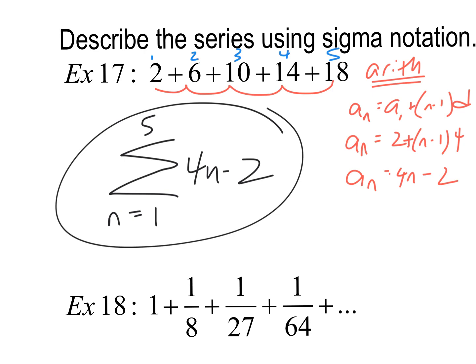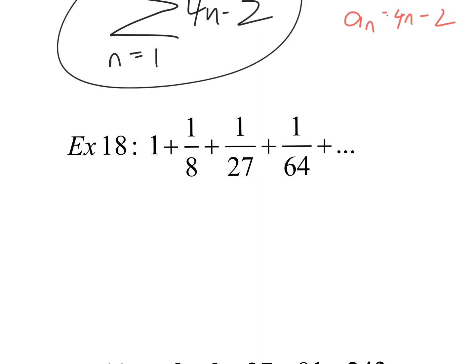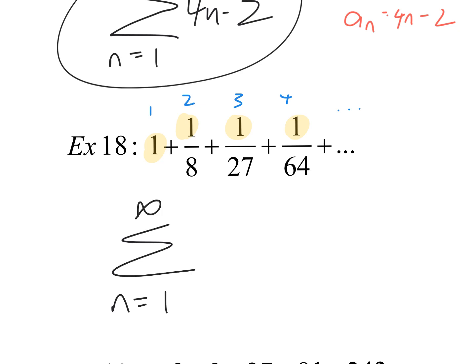Okay, let's try the second one. Let's see. Looks like my numerator is always 1. So that's kind of cool. See all these 1s? So again, I'm going to start by setting up my sigma. n equals, I'm going to start by first term, second term, third term, fourth term, dot, dot, dot. So it starts with the first term. Where does it end? Infinity, and that is because of these dots. Okay, so beware of those dots.